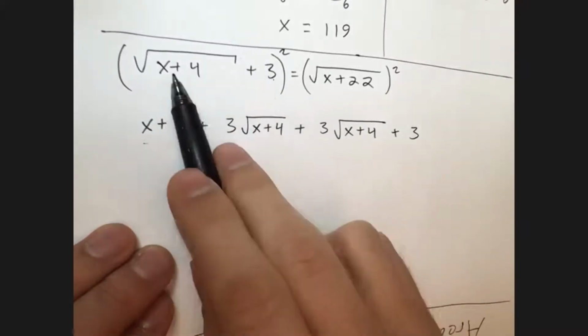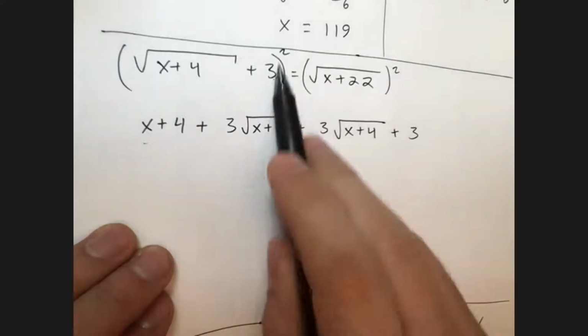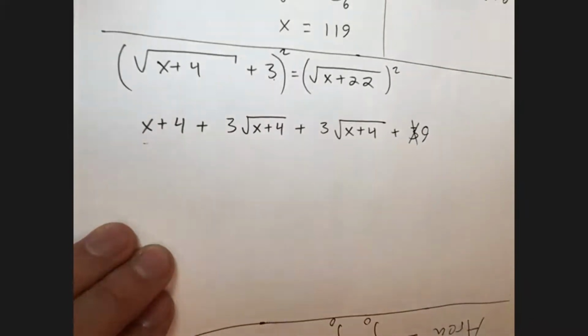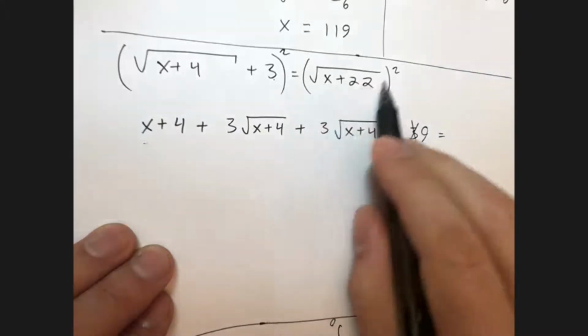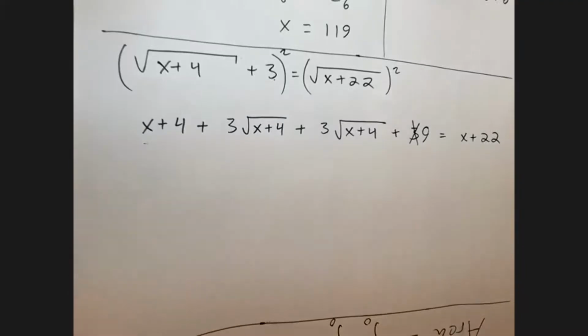2ab, that's 3 times root x plus 4. Well, here's one of them. Here's the other one that makes 2. And then plus, oops, this squared. Good thing I checked that. That should be 9. 3 squared is 9. All right, on the right-hand side, we're squaring this. So that's just x plus 22. Okay.